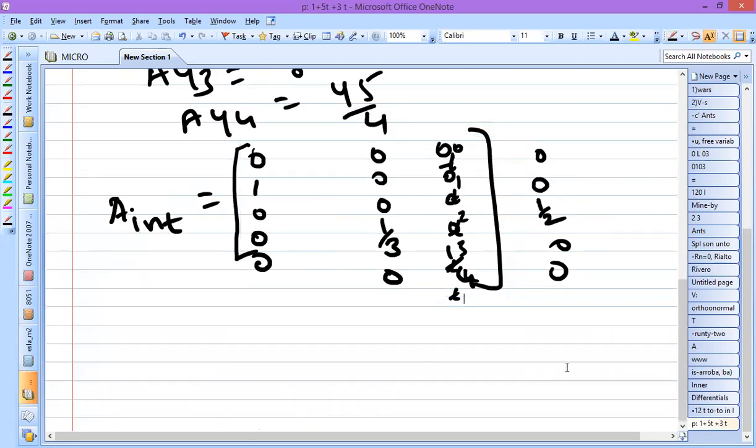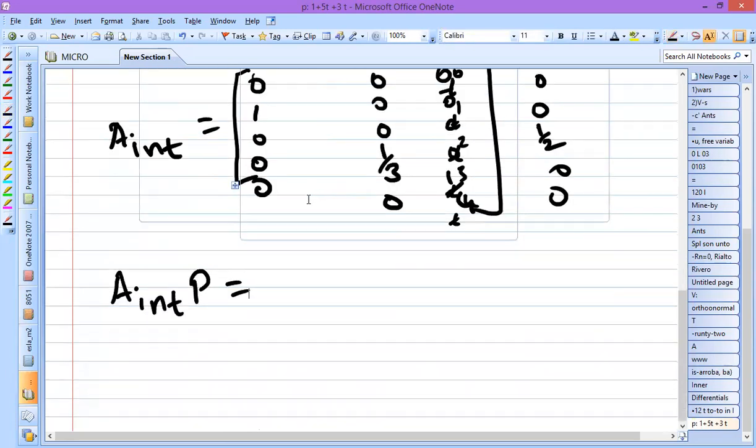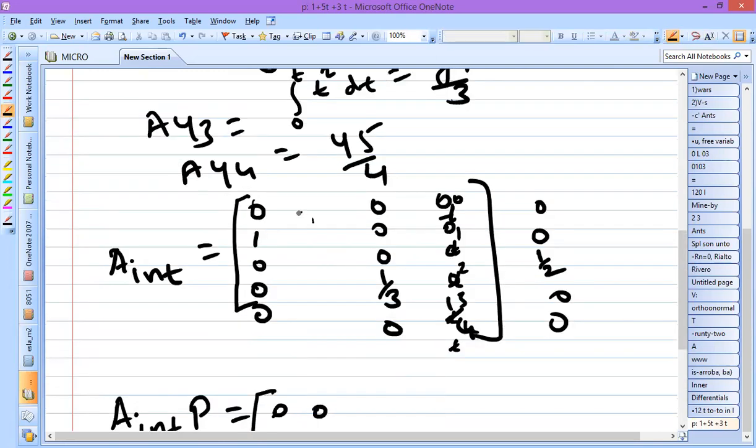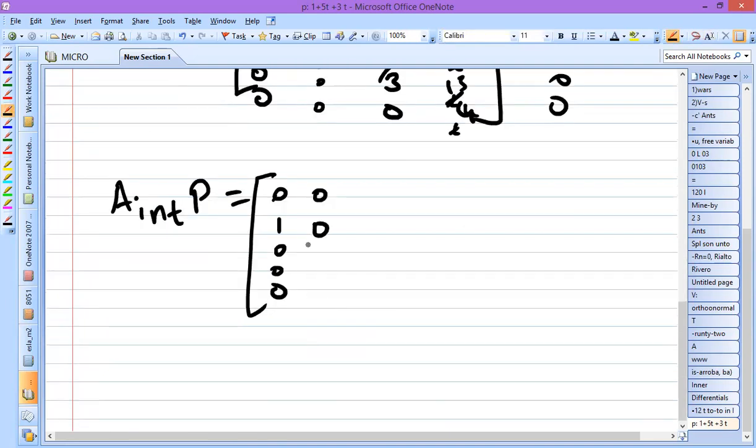So once you get this, now you can take the matrix multiplication of A integration with P. And you have to see what is the integration that you are going to get. So here A integration is this, that is 0, 1, 0, 0, 0. I am just writing it once again. So 0, 0, 1 by 2, 0, 0. And next we have 0, 0, 0, 1 by 3, 0, and 0, 0, 0, 0, 1 by 4.